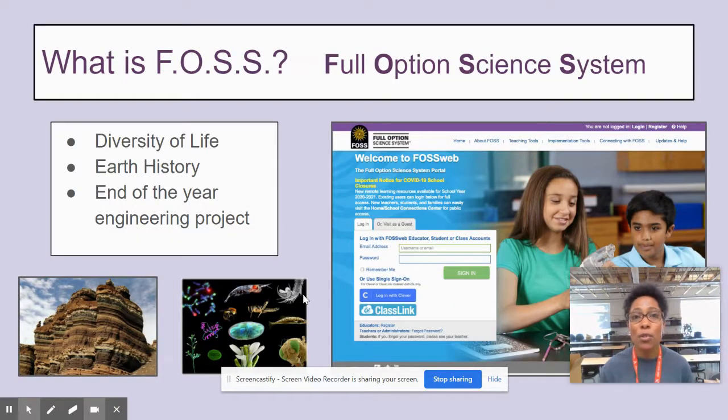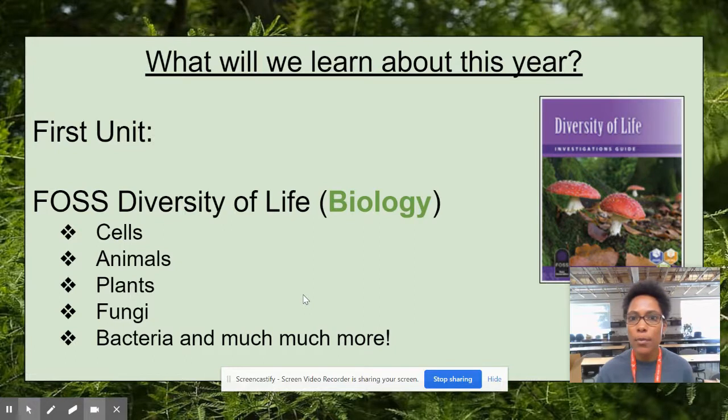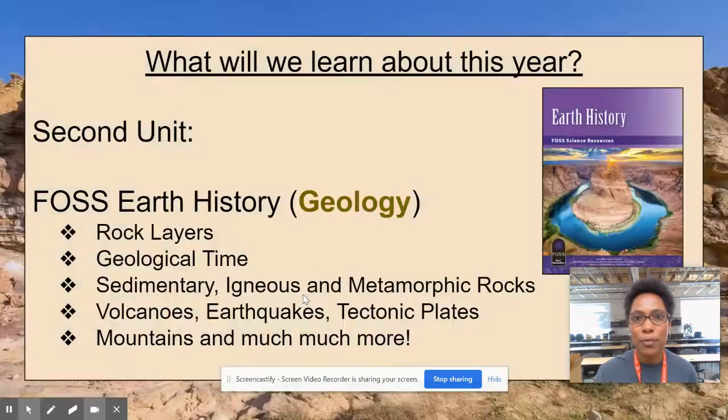So in science, we use the FOSS system, the Full Option Science System. This is the FOSS website. And this year in science, your students are going to cover 2 main topics: diversity of life, Earth history, and then they'll have an end of the year engineering project. So diversity of life covers these main topics: cells, animals, plants, fungi, bacteria, all basically think an introduction to biology, which is great for them, and a lot of things that we didn't get in middle school.